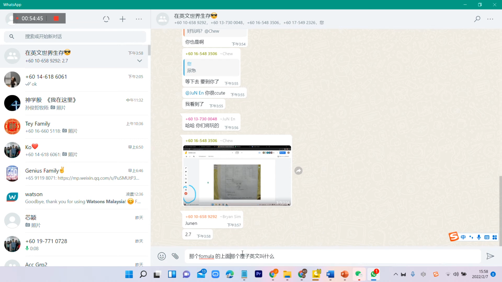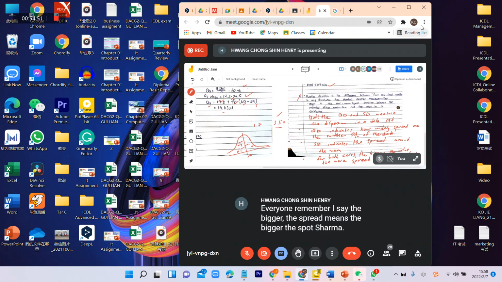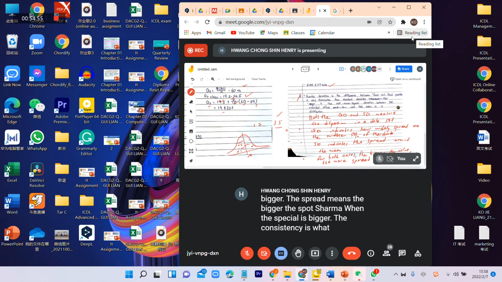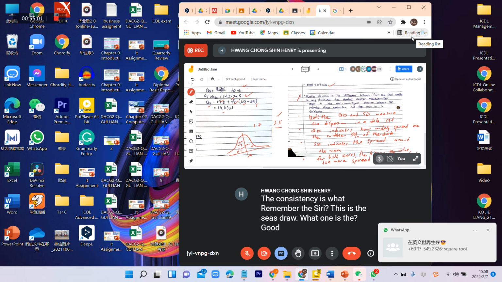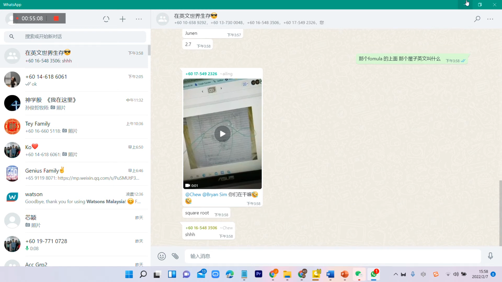Because just now, everyone remember I said the bigger the spread means the bigger the dispersion. When the dispersion is bigger, the consistency is what? Remember the CV? The consistency is dropped. What you want is good consistency. So you must choose the smaller spread, the smaller SD or smaller QD.